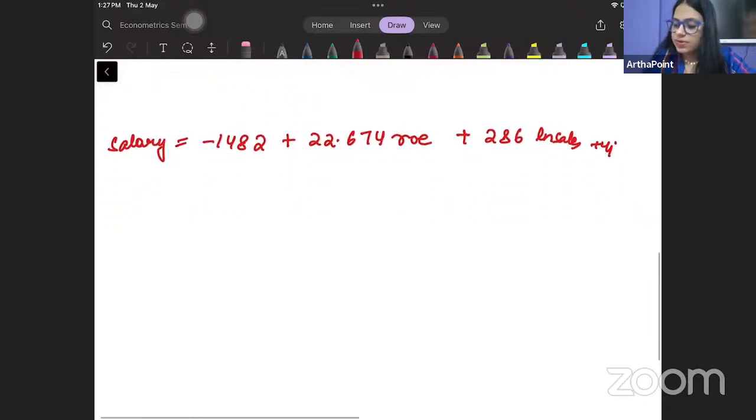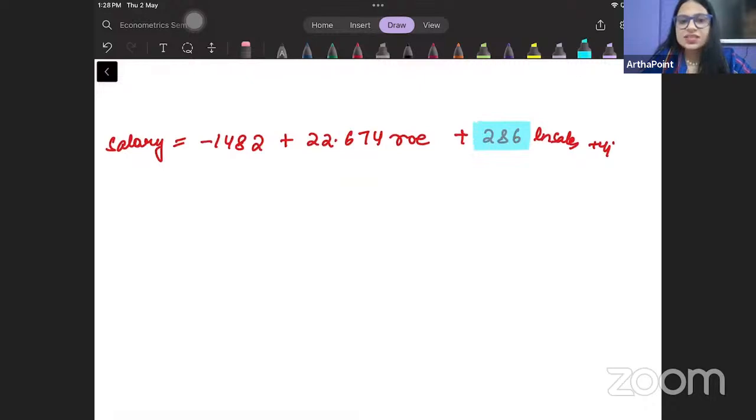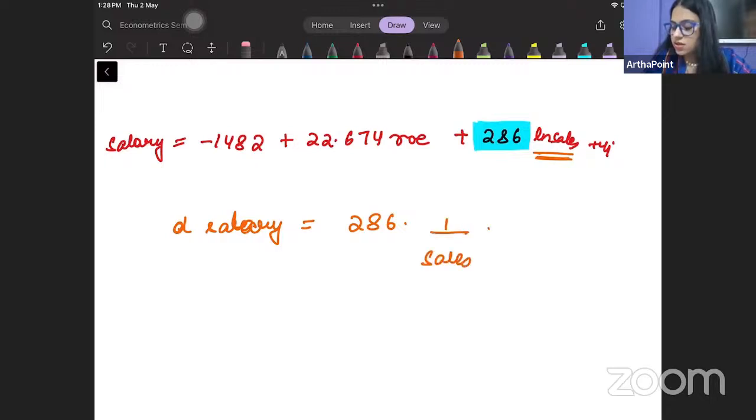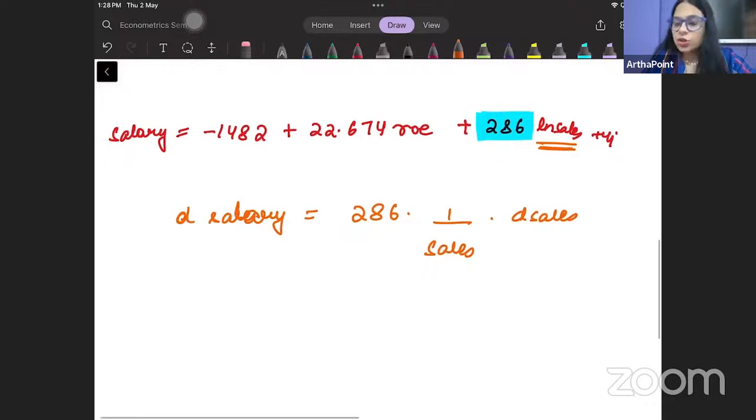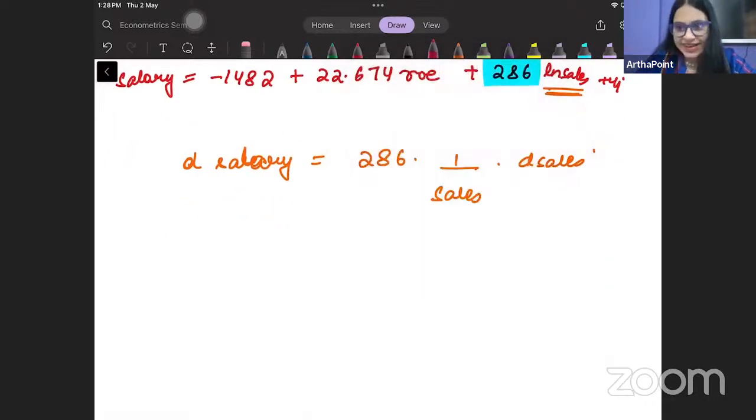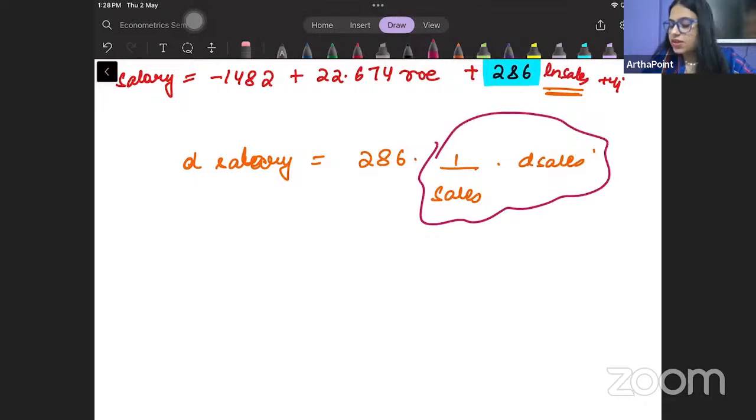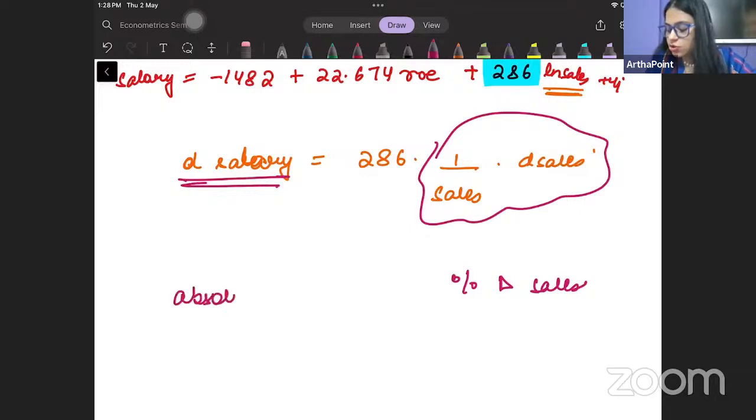Acha, now we need to interpret this coefficient once, beta, 286. So try to understand, if I differentiate, what will I get? d salary, how salary changes, is equal to 286. But if I am differentiating, this will give you 1 by sales, d sales, right? So in a way, if I look at the right hand side, this form is telling me the percentage change in sales, the relative value of sales. And this is telling me the absolute change.